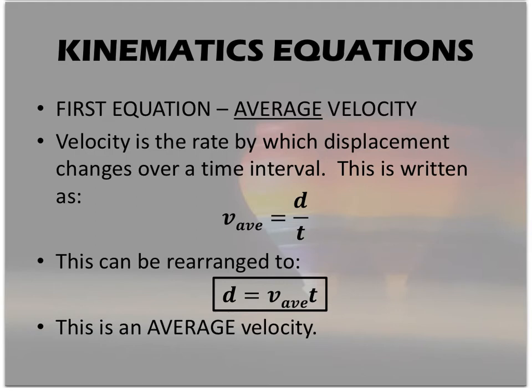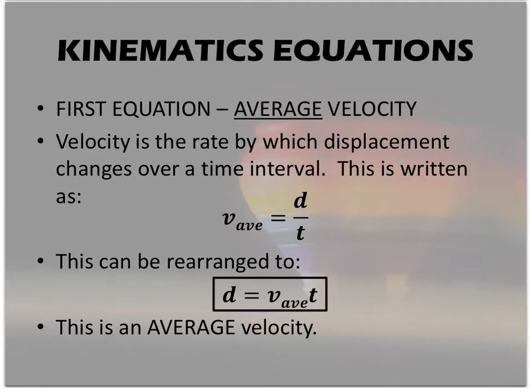So the first equation is for average velocity. Remember, this is linear kinematics, which means we're on a straight line. So you'll hear me say speed and velocity or distance and displacement interchangeably. That's okay, because right now we're not dealing with directional values. I'll try my hardest not to, though. So velocity is the rate at which displacement is changing over a time interval. So if we write it, velocity is displacement over a time interval, 50 miles per hour, or 10 meters per second. It's a rate at which my displacement is changing.